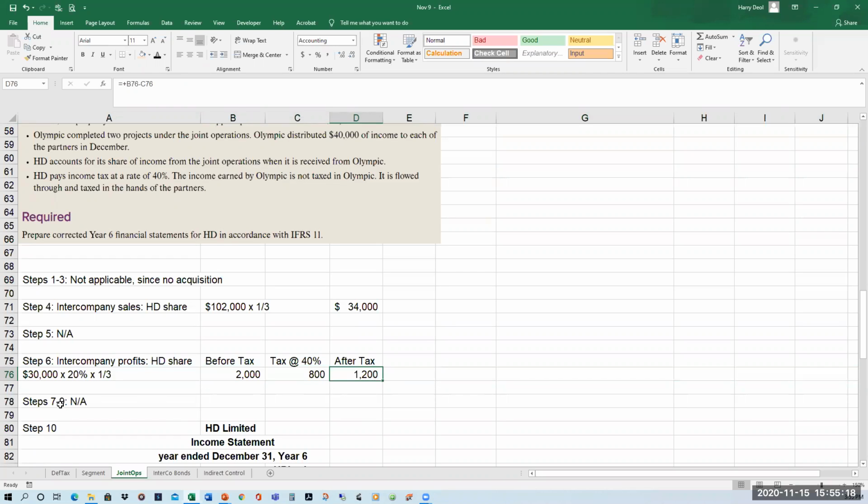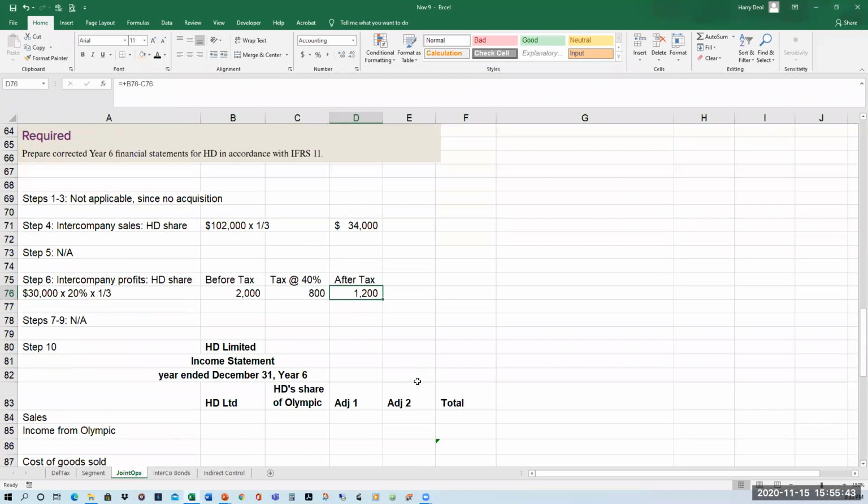We are not going to calculate consolidated net income as such because we're not preparing consolidated statements. There's no consolidated retained earnings needed, again, because we're not making consolidated statements. And under proportionate consolidation, there is no concept of non-controlling interest. So steps 7 through 9 are not applicable as well. Finally, making the income statement.